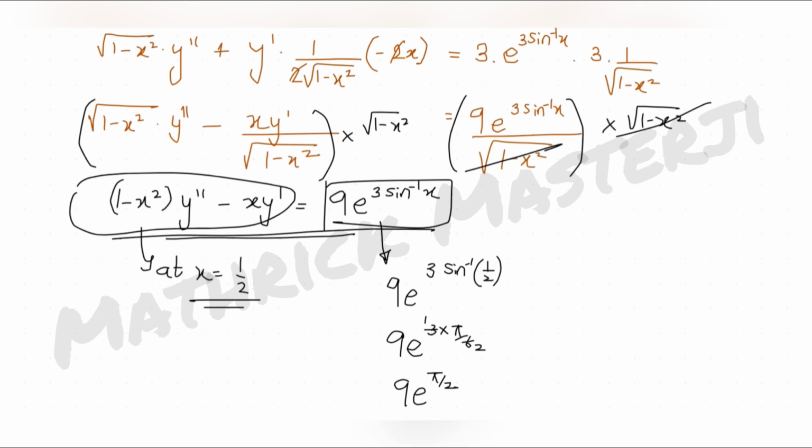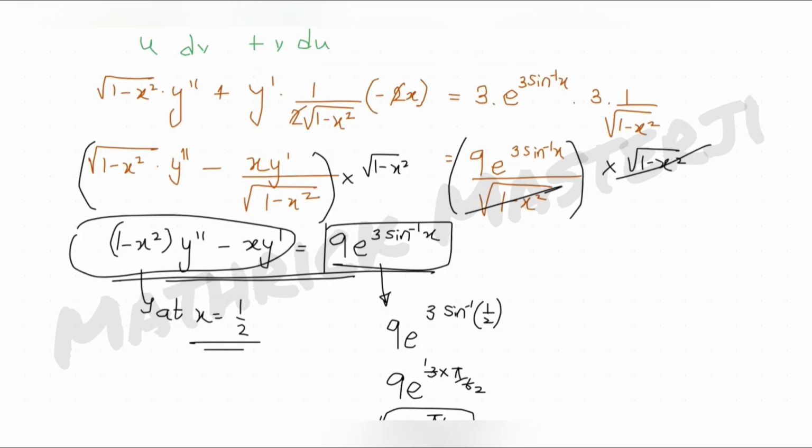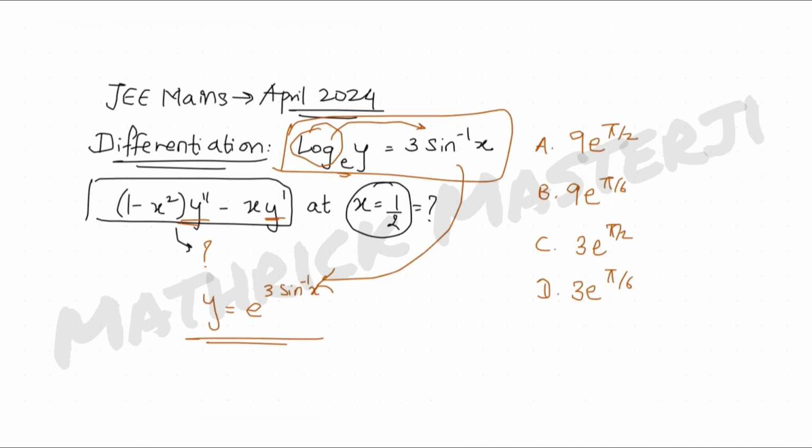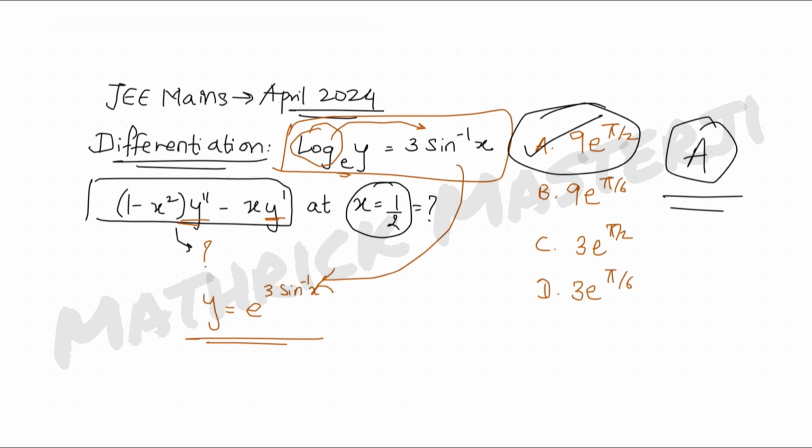And once I get this, let's see what the correct answer choice is for the value of this expression at x equals half. We got 9 e raised to pi over 2, and that matches with answer choice A. So A becomes the correct answer for the question given to us here. I hope you have understood how to solve this type of question, which uses the concepts of differentiation to get the answer.